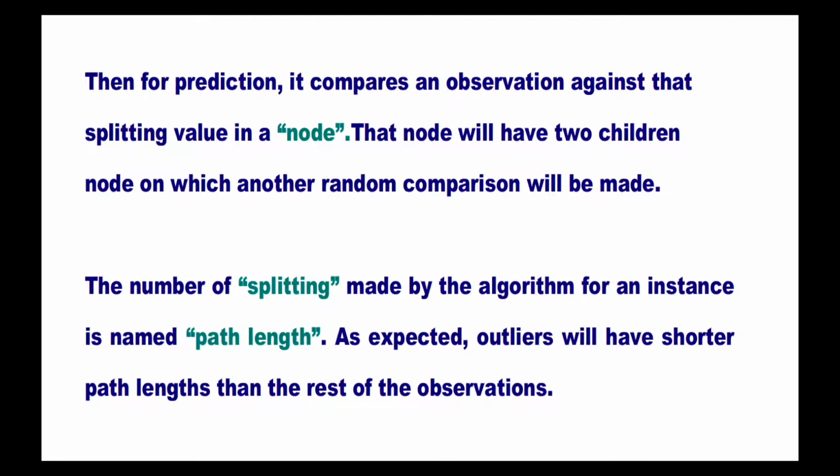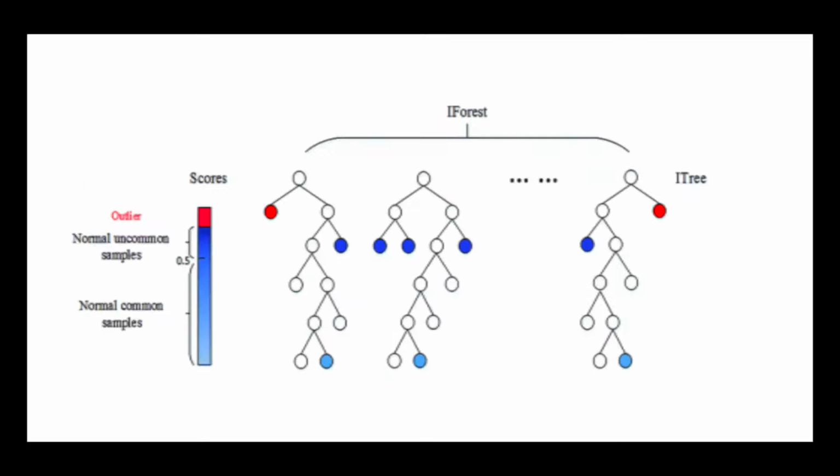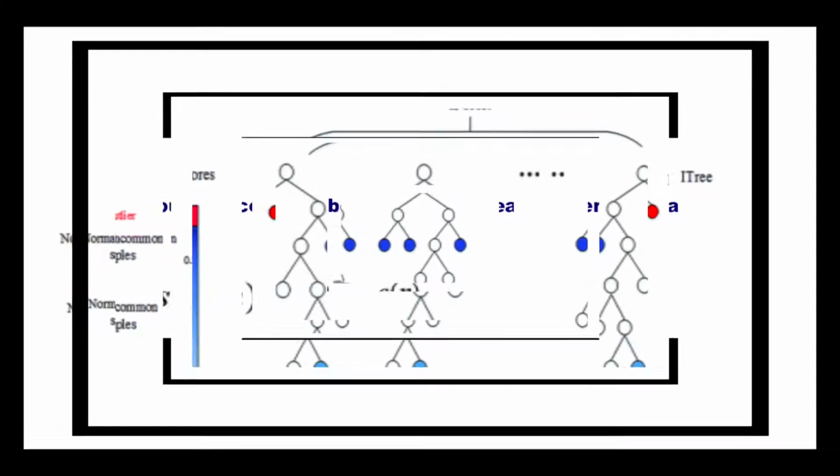Then for prediction, it compares an observation against that splitting value in a node. That node will have 2 children nodes on which another random comparison will be made. The number of splitting made by the algorithm on an instance is named path length. As expected, outliers will have shorter path lengths than the rest of the observations. This is shown in the figure.